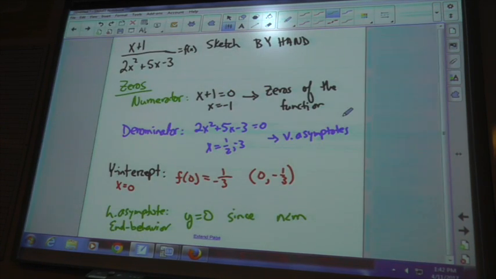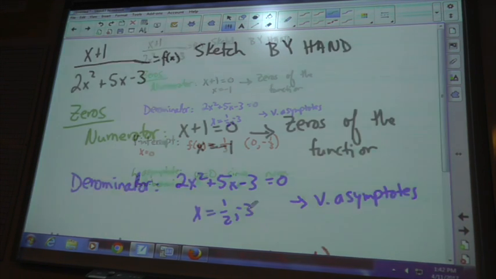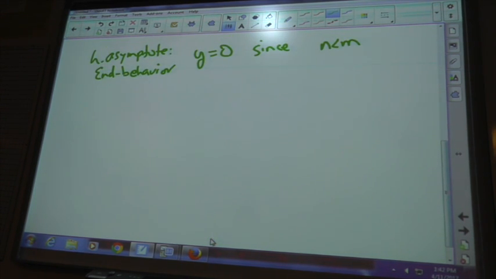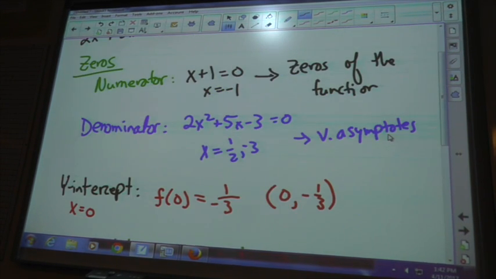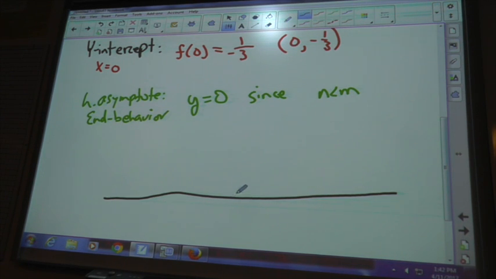So what I'm really doing here is I'm just analyzing everything I can about this. Now, let's see if we can put it all together. The first thing I found was it goes through 0 at x equals -1, right? So here's -1, just hanging out, chilling. And it is 0 there. The graph will go through 0 at that point.